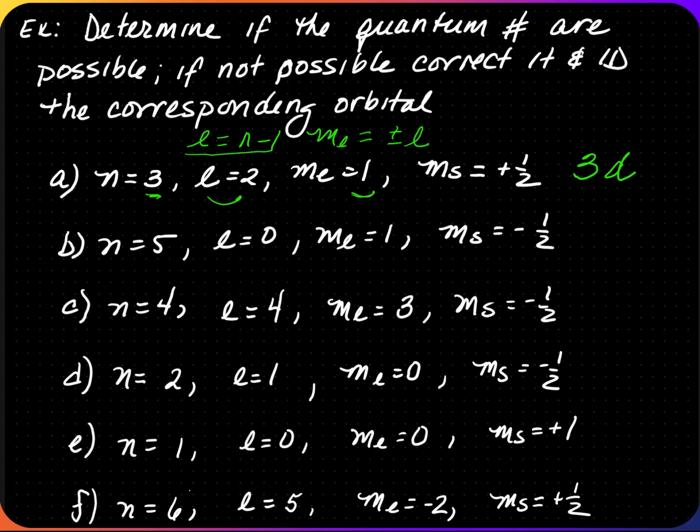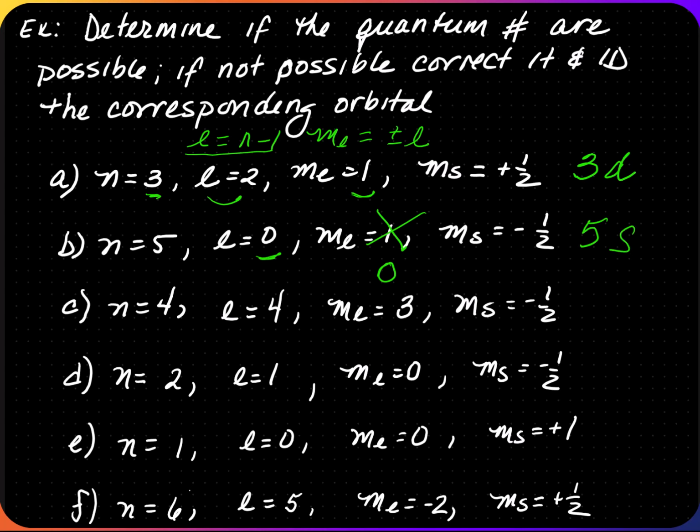Remember the S before you can have a P. To have a D, you must have an S and a P first. To have an F, you need S, P, D, F. So L equal to 0 is correct. ML is equal to 1 is not correct. Since L is equal to 0, ML can only be 0 because it's plus or minus 0. So this one is not possible. To correct it, ML must equal 0. Identify the orbital. This is energy level 5. A 0 is an S, so it's 5S.